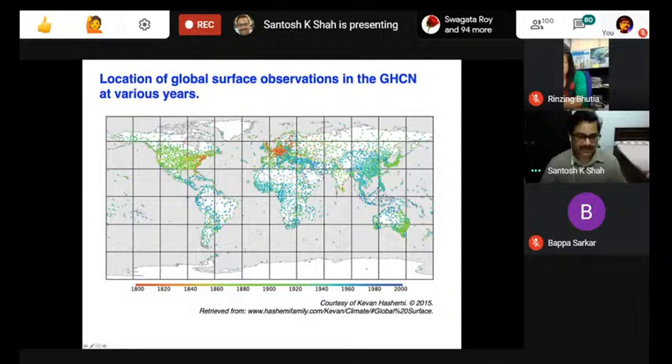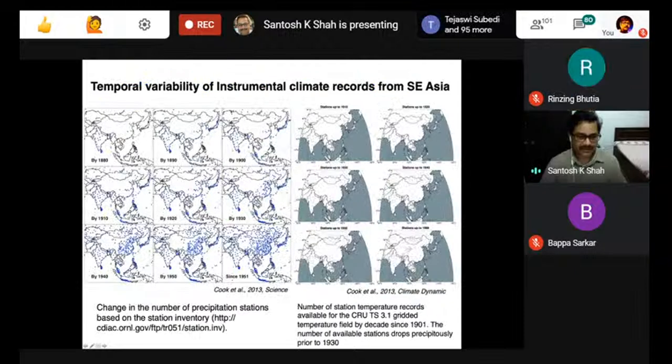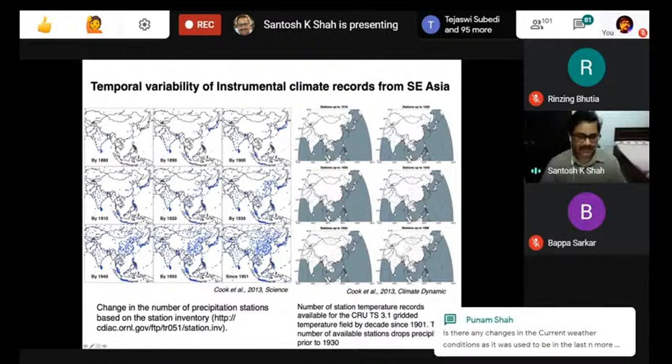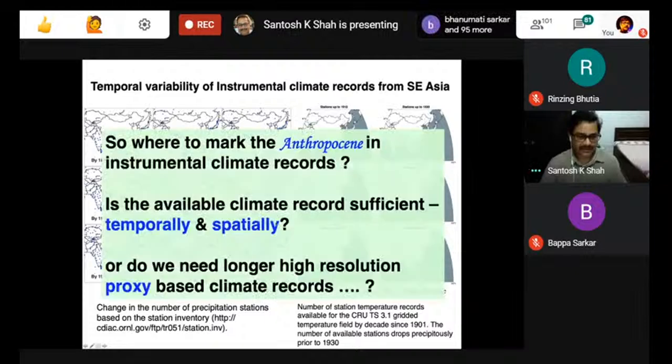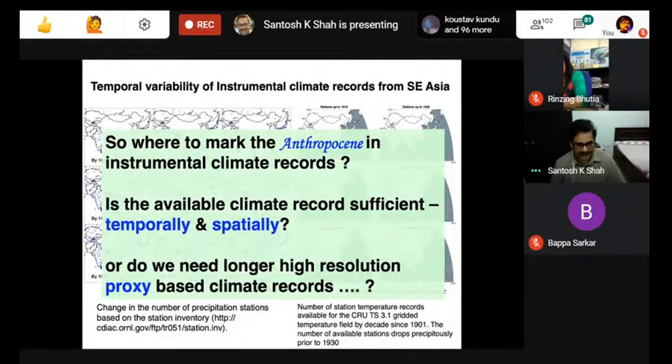That is obvious. Even if you see the temporal variability or instrumental climate record of Southeast Asia, since 1951 the network of climate stations is larger. And if you go back in time, like 1800, 1880, the network becomes less. It's a similar case with temperature and precipitation. So where do we mark the Anthropocene in instrumental climate data? Or is the available climate record sufficient temporally or spatially? Or do we need a longer, high resolution proxy-based climate model?